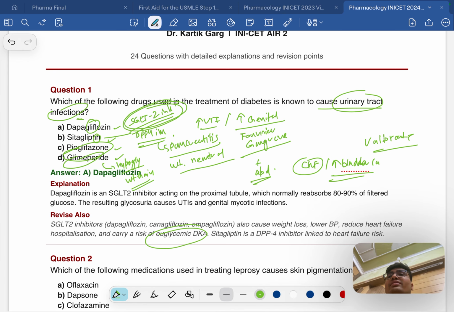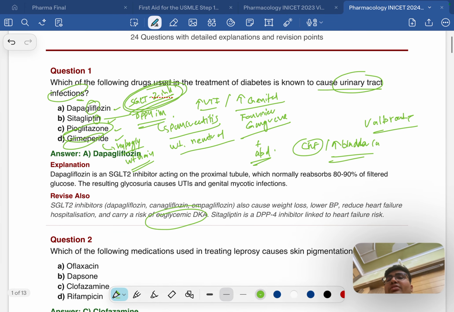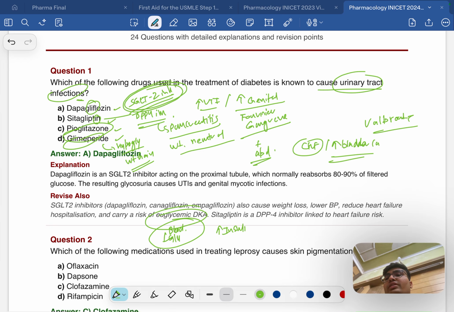Now one more side effect which you can see written in the explanation is euglycemic DKA. So euglycemic DKA also increases with the SGLT2 inhibitors. The reason for this is that SGLT2 inhibitors decouple the blood glucose levels from the blood insulin levels. What does it mean? It means that when you give an SGLT2 inhibitor, the blood glucose falls, but this fall is not corresponding to an increase in insulin. Insulin is not being secreted. The blood glucose is being reduced through a different mechanism.